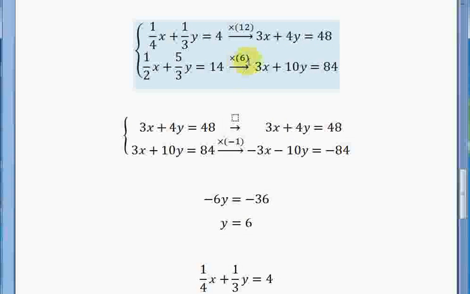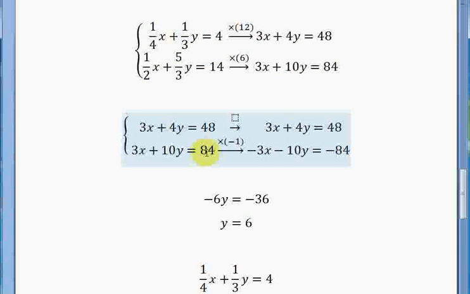Same with my second equation. I'm going to multiply by 6. 6 times 1/2 x is 3x, 6 times 5/3 y is 10y, and 6 times 14 is 84. Now this gives me my new set of equations. 3x plus 4y is 48. 3x plus 10y is 84. Please notice here, I've basically got equivalent systems of equations but without any fractions.